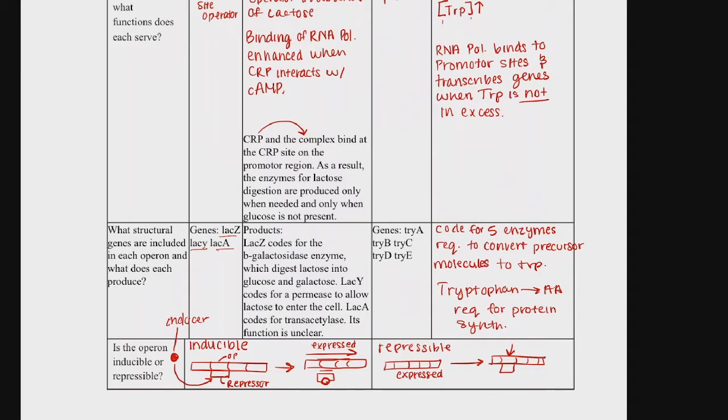Oh, after tryptophan, it says AA, required for protein synthesis. That just means it's an amino acid. Tryptophan is an amino acid required for protein synthesis, is what that says.